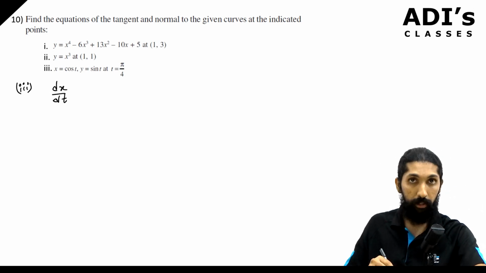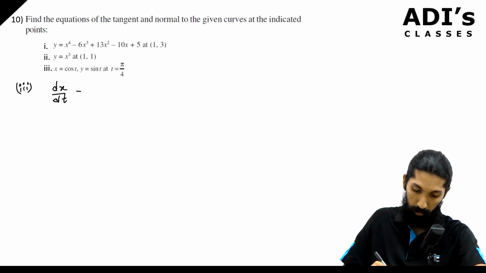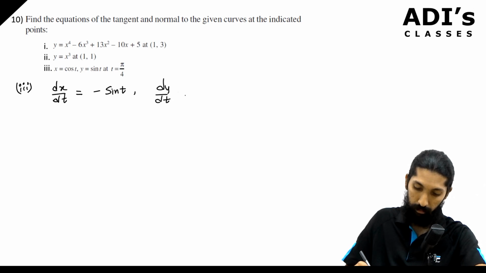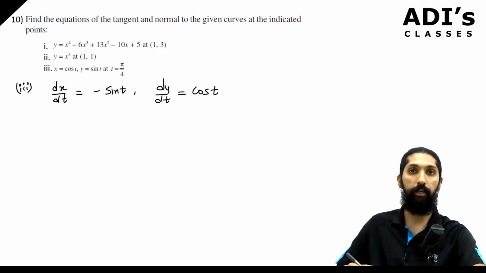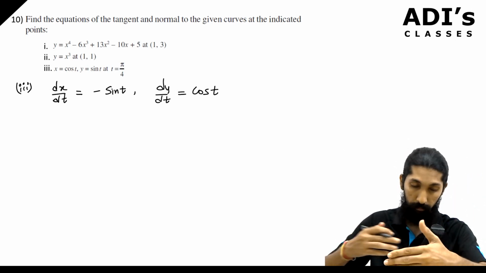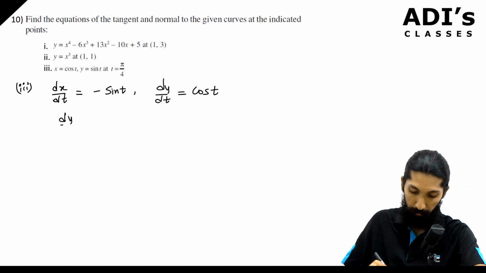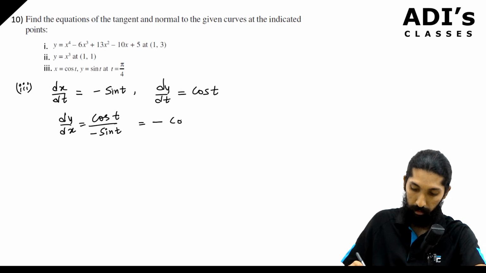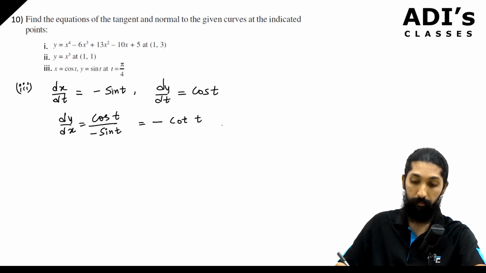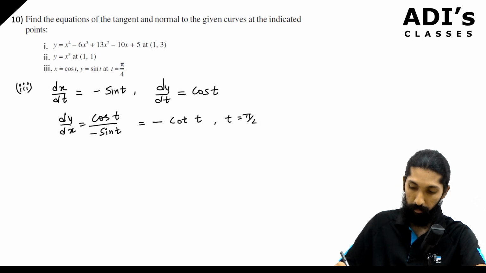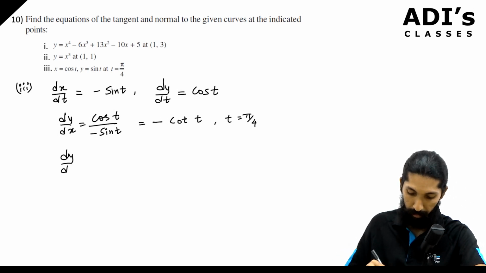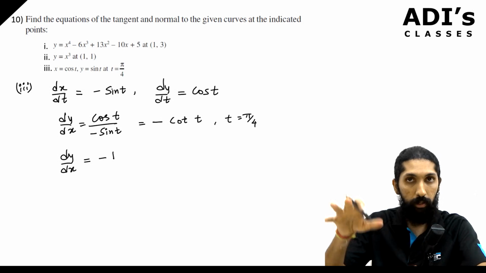Remember the parametric form, whatever we were doing. Same thing. dx/dt is going to become minus sin t, and dy/dt is going to become cos t. Correct? Now divide one by the other. dy/dx becomes cos t divided by minus sin t, which is minus cot t. Correct? Put t as pi by 4. So you'll get dy/dx is equal to minus 1. So the slope of the tangent is minus 1.